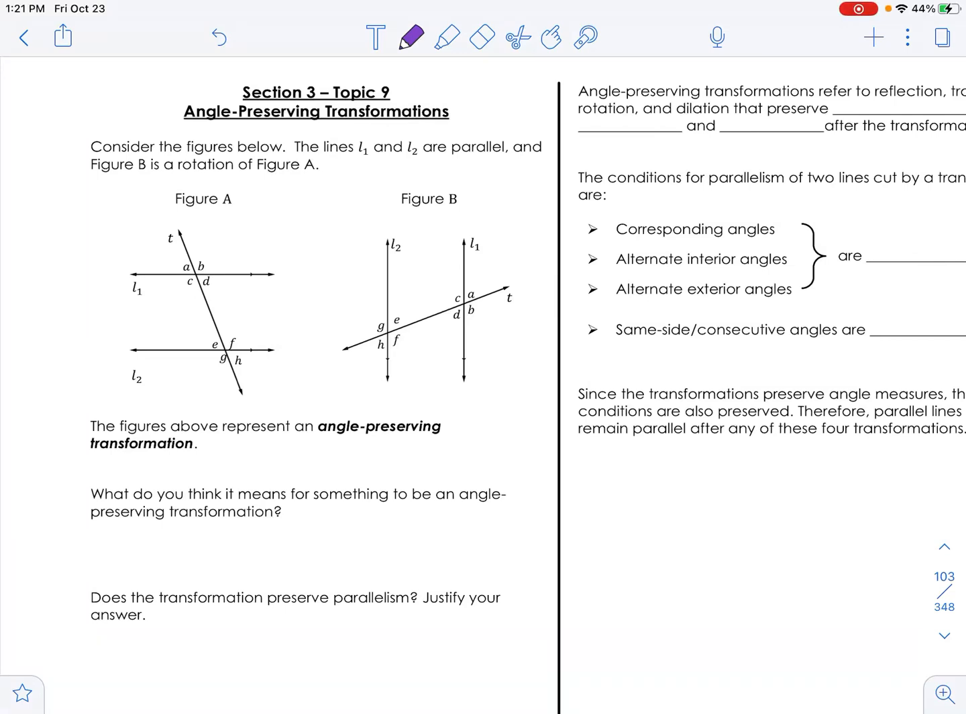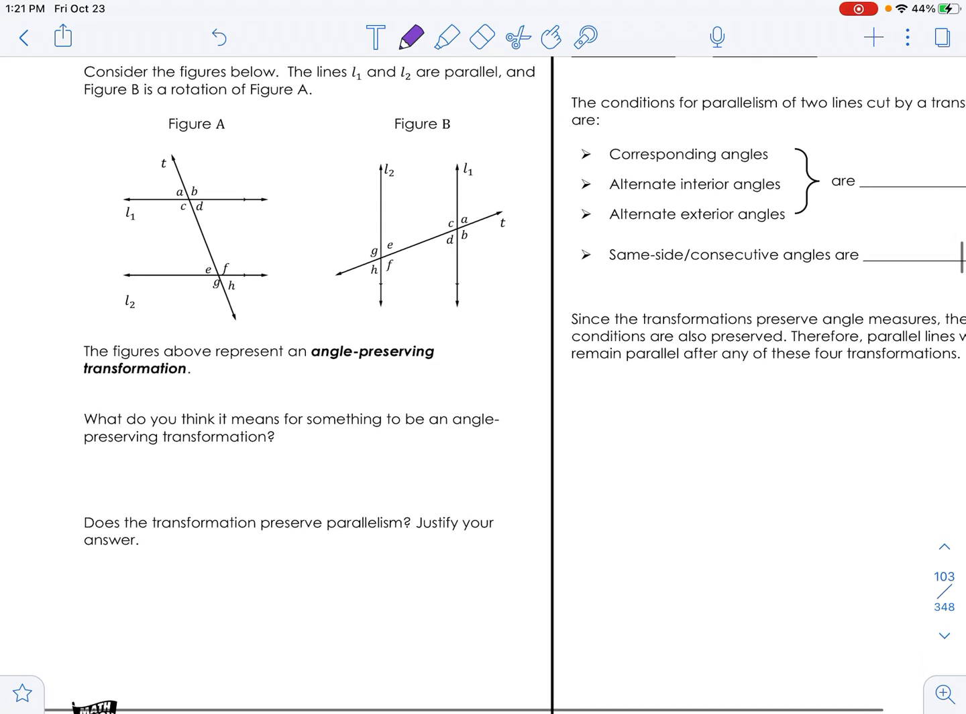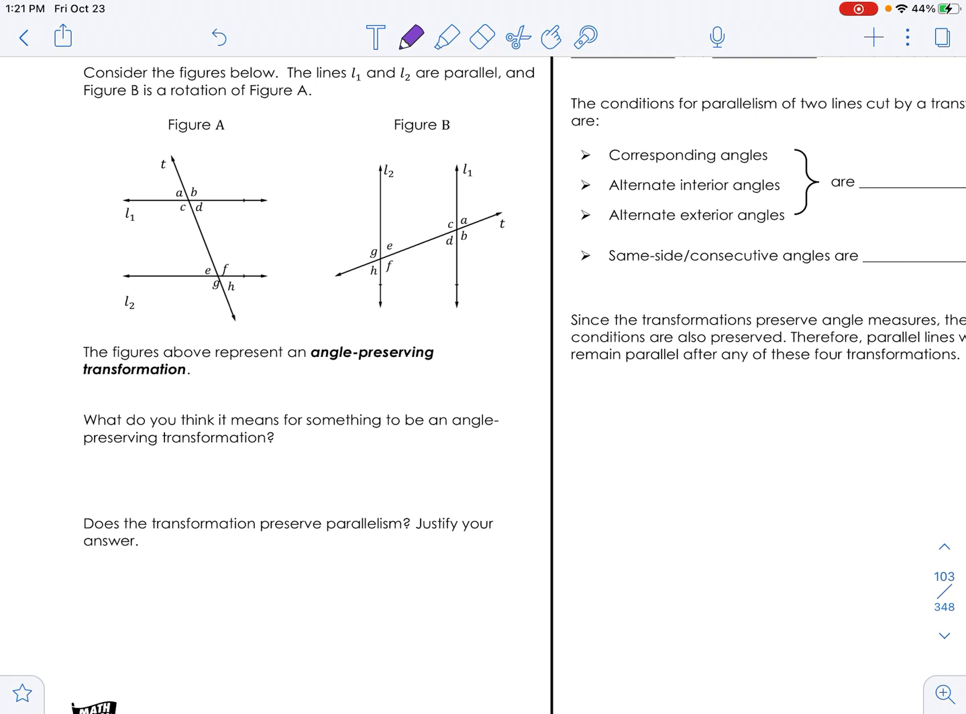Moving right along to section 3, topic 9, angle preserving transformations. So we've got the figures below. Lines L1 and L2 are parallel, and figure B is a rotation of figure A. All right. The figures above represent an angle preserving transformation.